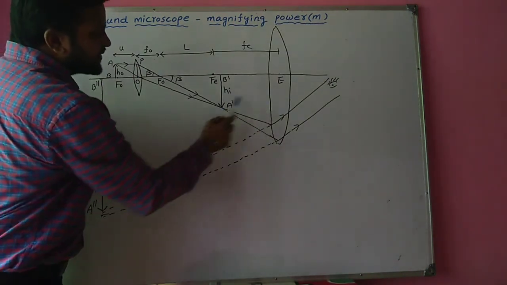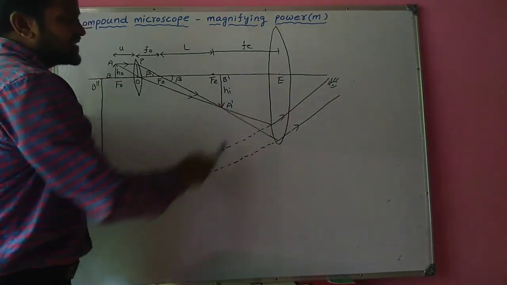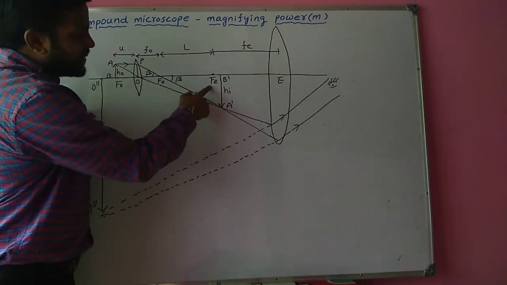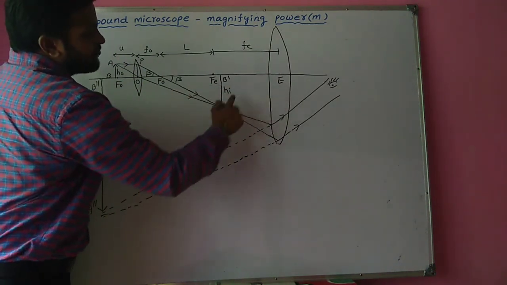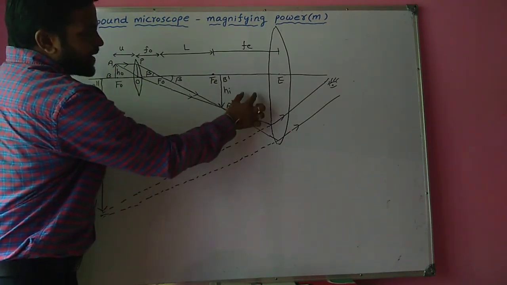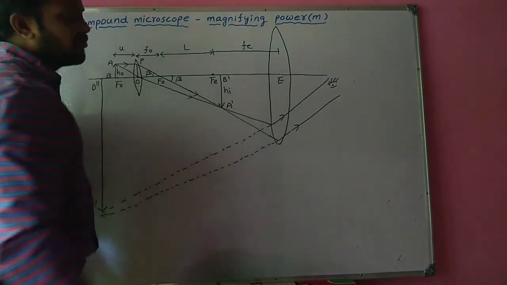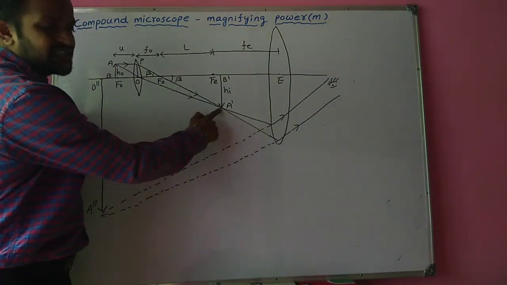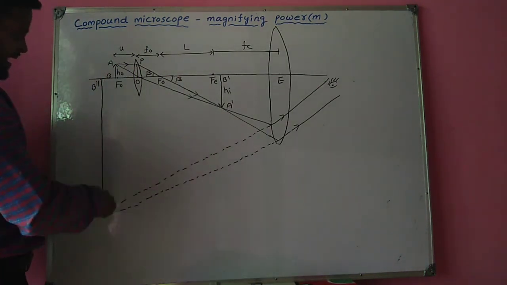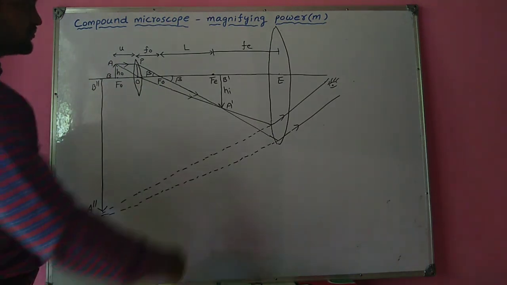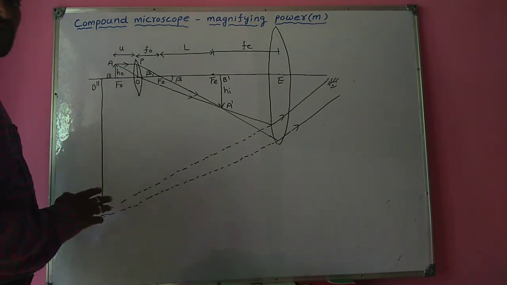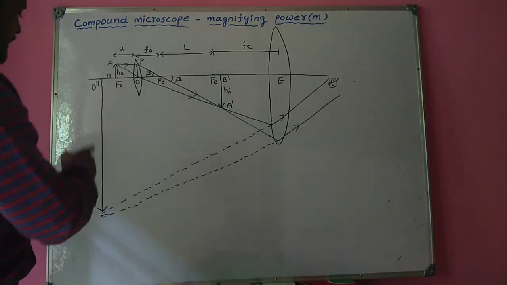Now, this object for this eyepiece is at a distance less than the focal length, because it is formed between the optic center and the principal focus. That means the object for this eyepiece, A dash B dash, is formed at a distance less than the focal length. When the object is at a distance less than the focal length, it forms a virtual, erect, enlarged image. Whenever the object distance is less than the focal length, it forms a virtual image, an enlarged image, and an erect image.